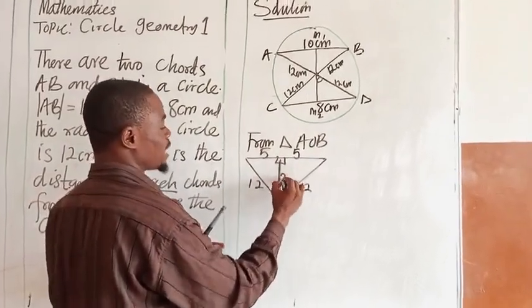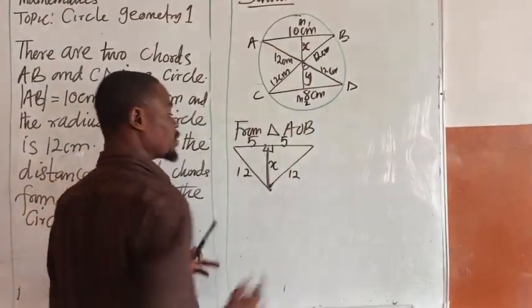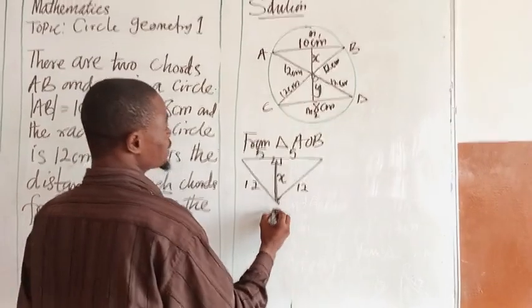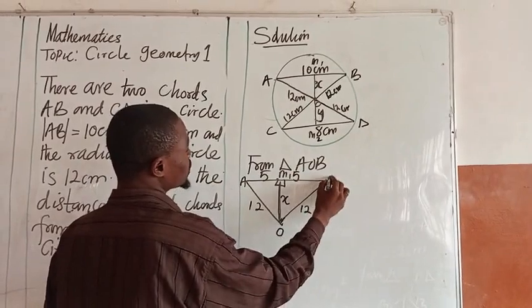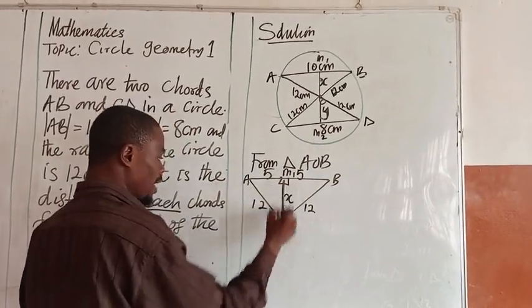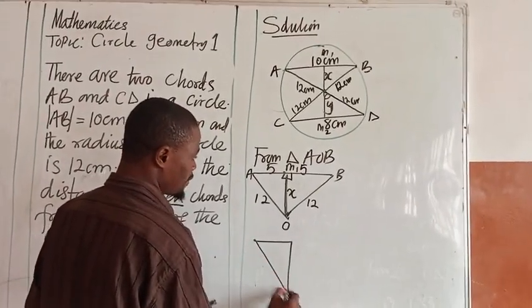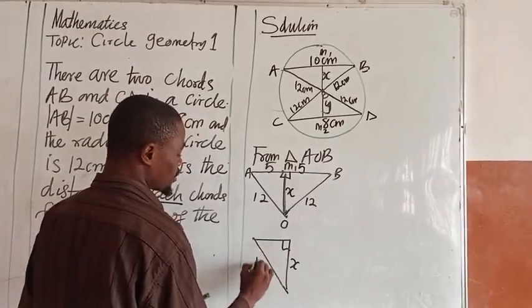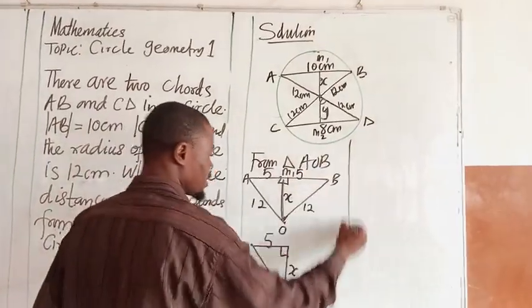I'll pick one of these angles and find the center. Here can be S, and here can be Y. I'm looking for S and Y. So here is my O, here is A, here is M1, here is B. Then we pick one of these triangles. Here is S, here is 12, here is 5, and I'm looking for S using Pythagoras theorem.